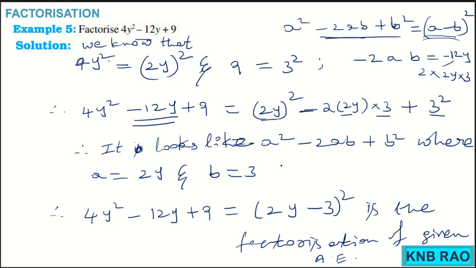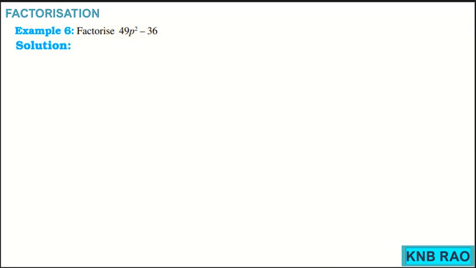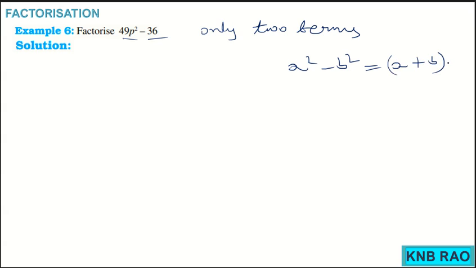Next, coming to another example. In this example number 6, we are asked to factorize 49p square minus 36. Observe, there are only two terms. When there are only two terms, we have a square minus b square form, which can be factorized as a plus b into a minus b.